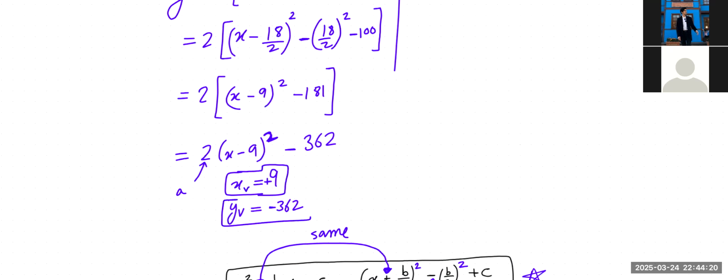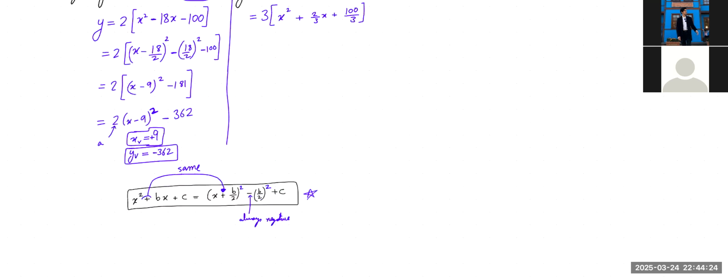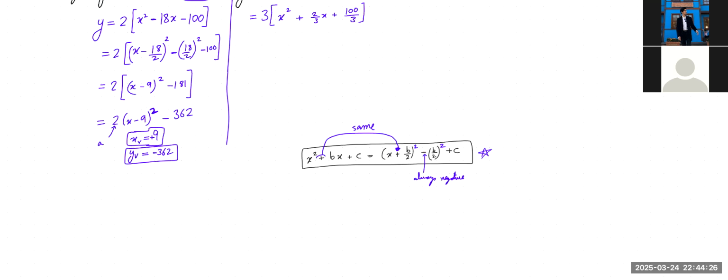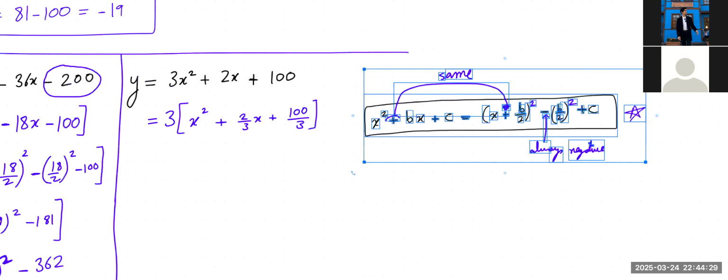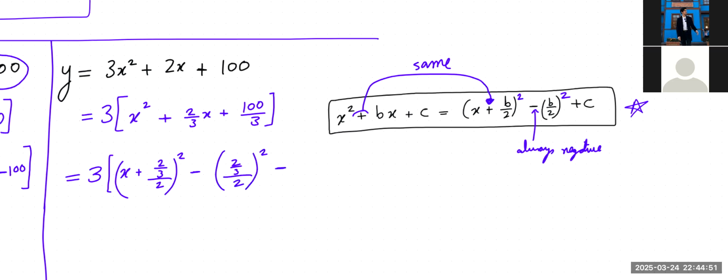So that's it. Let's try the weird one again, the one with the fractions and stuff. Let's put this here so we can do it together. What do you think? So then it's x plus 2 over 3 over 2, whole squared, minus 2 over 3 over 2 squared, and then plus 100 over 3.